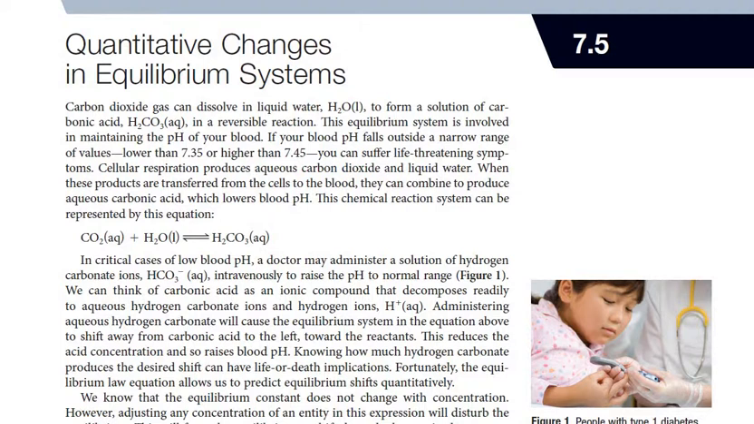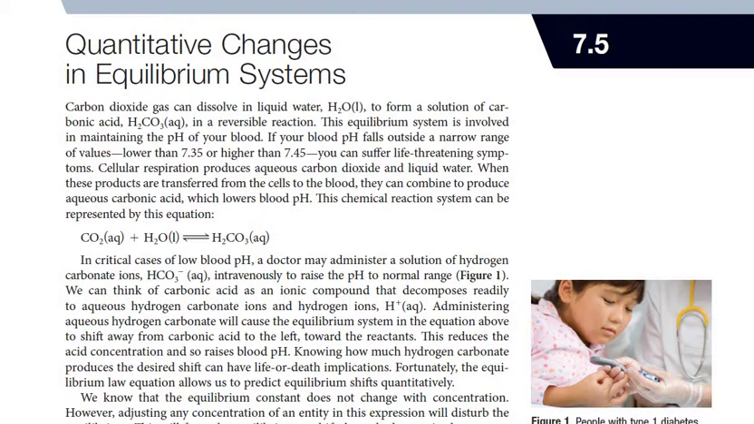So let's start. Carbon dioxide gas can dissolve in liquid water, H2O, to form a solution of carbonic acid, which is H2CO3, in a reversible reaction. This equilibrium system is involved in maintaining the pH of your blood. If your blood pH falls outside a narrow range of values, for example lower than 7.35 or higher than 7.45, you can suffer life-threatening symptoms.